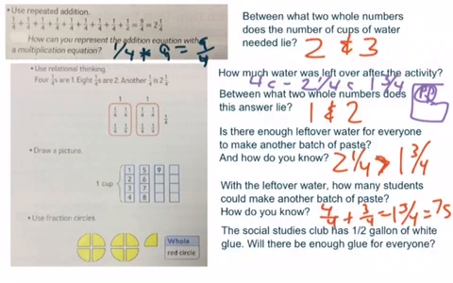The Social Studies Club has a 1/2 gallon of white glue. Will there be enough glue for everyone?